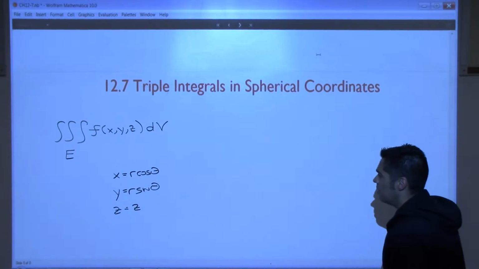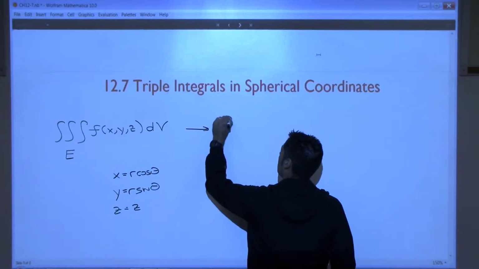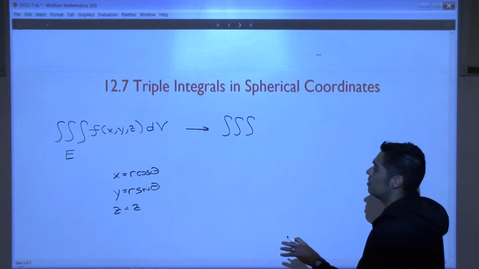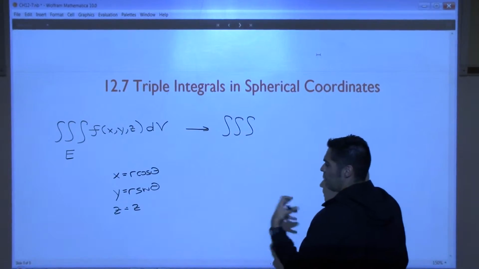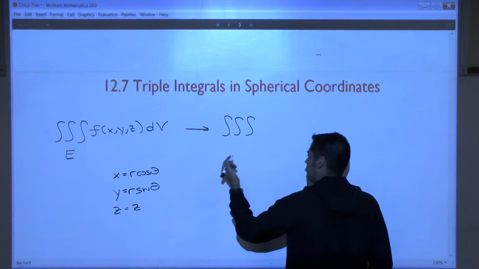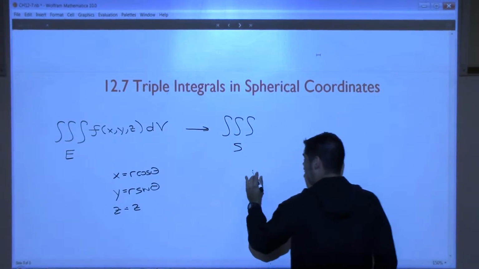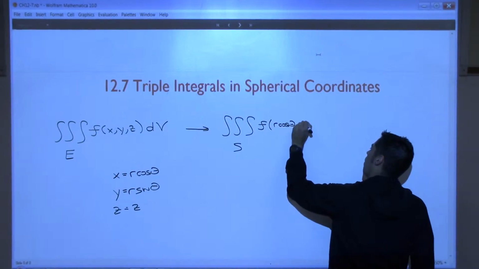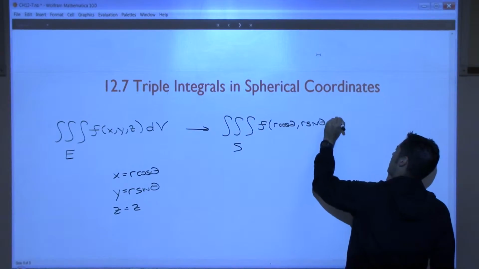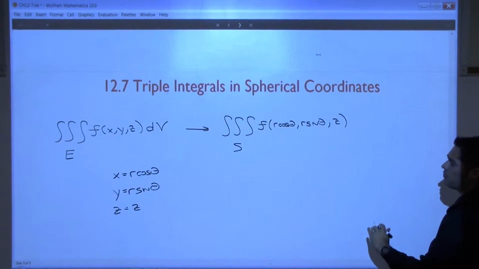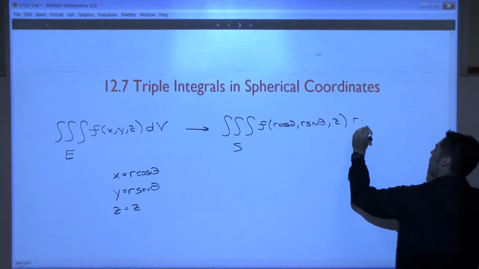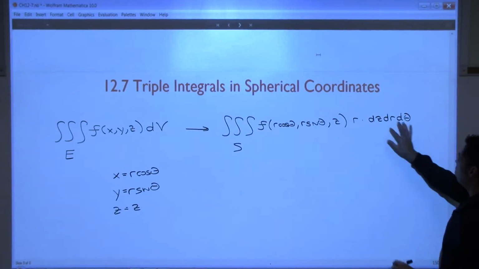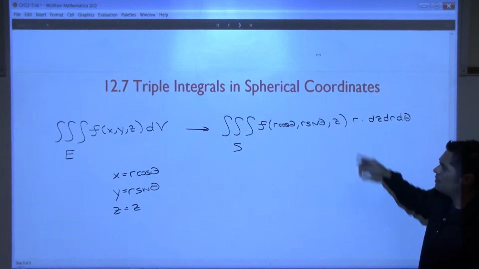When we do that, this new integral gets transformed over to a new triple integral, and our region is the same region, right? But it's just represented with a different coordinate system. So I'll just call this S. Now we change x to r cosine theta, y to r sine theta. Z will remain z. And then, very important, because we're making this conversion, we have to put r, and it's going to be something like dz, dr, d theta. The order here may change, but we have to insert that r because of the conversion.